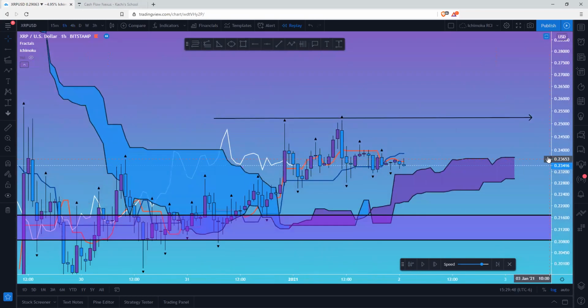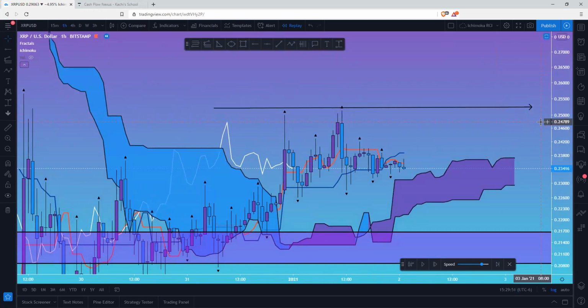It looks like it's in a zone there, between that high and that line of support. So the Kumo is acting as a strong level of support here. We got a whole lot of support in this area. So if anything, the market's ranging sideways, pretty much.